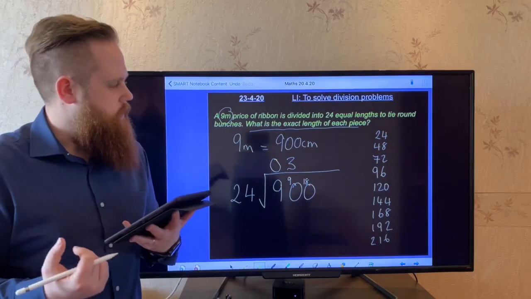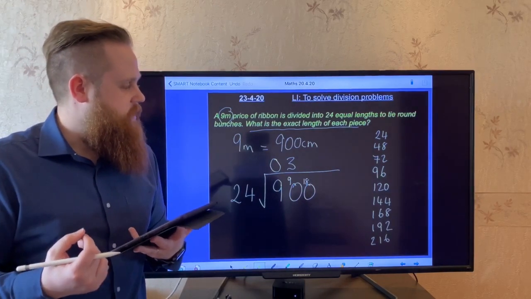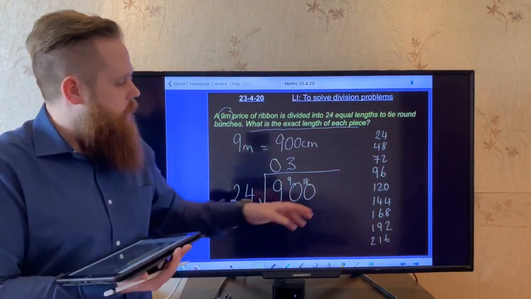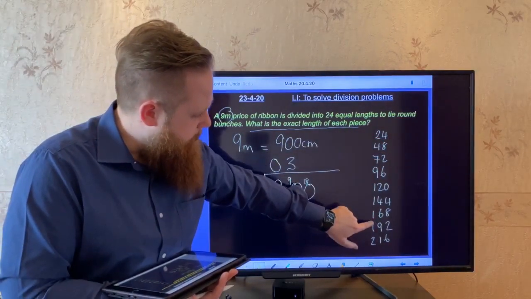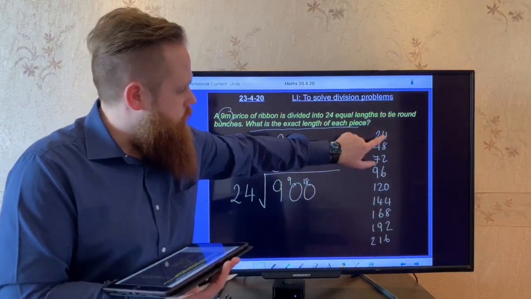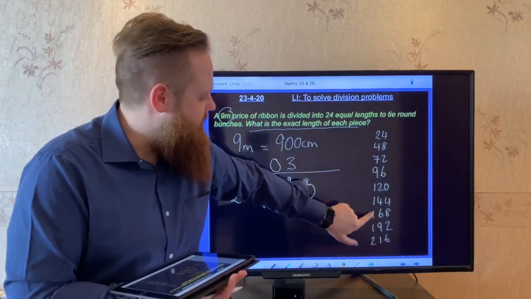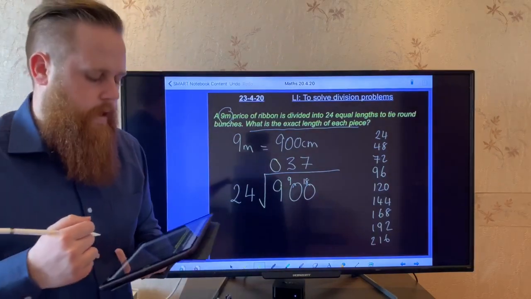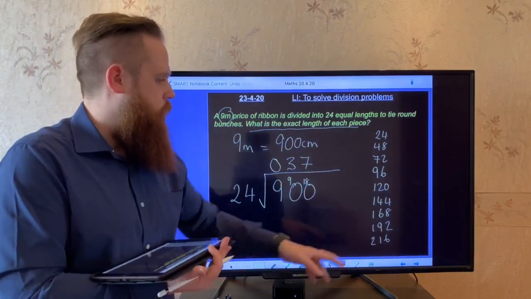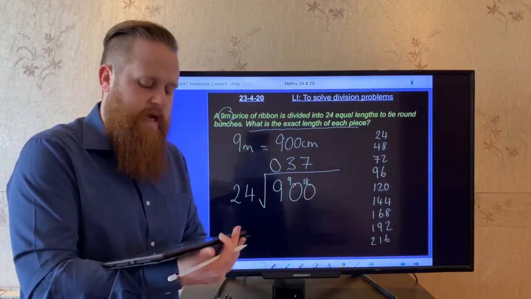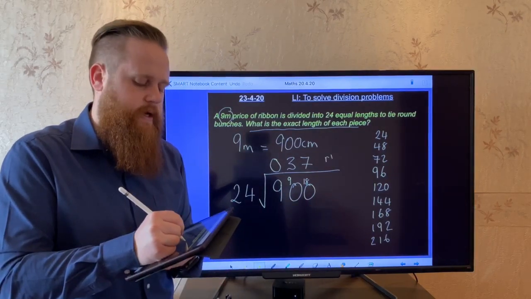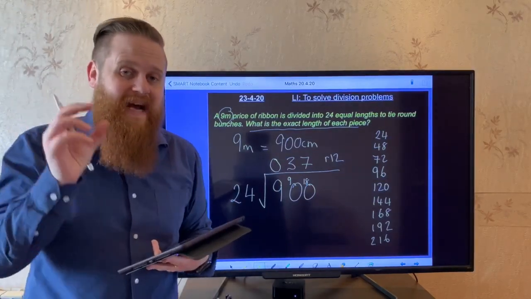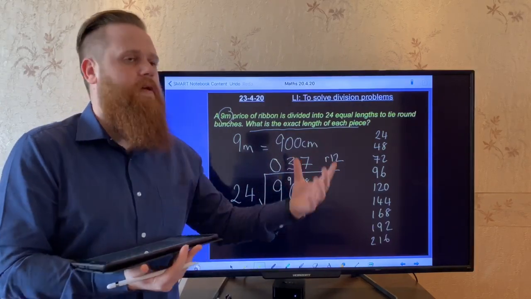Okay then. Next part. 180 divided by 24. Okay. So 180, well, that's going to be down here. Okay then. So 1, 2, 3, 4, 5, 6, and 7. So it's 7. Okay then. And that leaves me with a remainder from 168 to 180, a remainder of 12. Remainder 12. Now, that's no good. When I want an exact measurement, a remainder of 12 is no good for me.